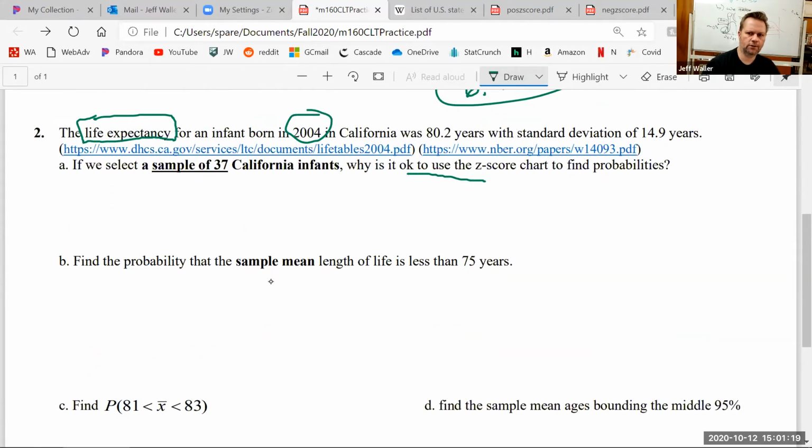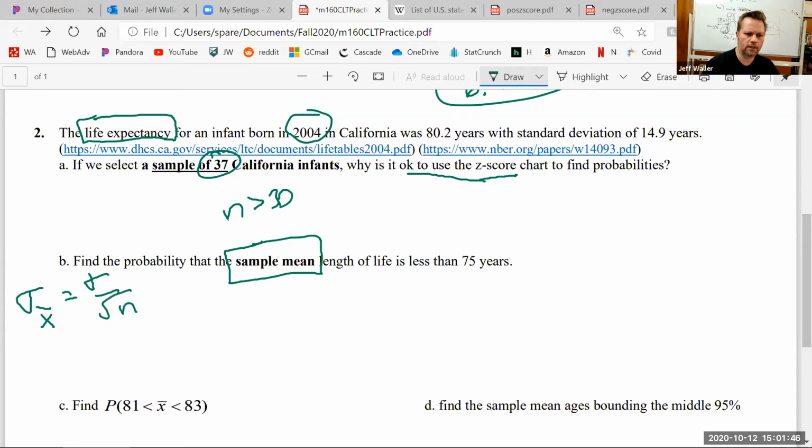So what about this? Why is it okay to use the z-score chart for this problem? Why is it okay? Anybody? The sample size is bigger than 30. Yeah, so as long as they're asking me a question about the sample mean, so the two things I need to have happen to know when to do this little dude here is there has to be a sample size given, and I have to ask a question about the sample mean. The fact that it is bigger than 30 tells me I can look the z-scores up in the z-score chart to find probabilities.